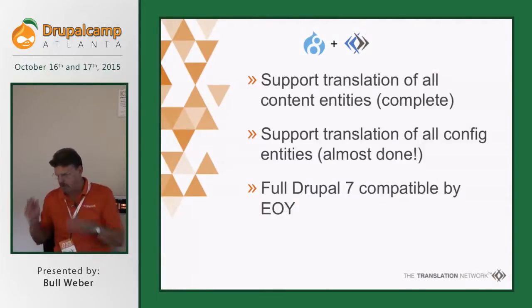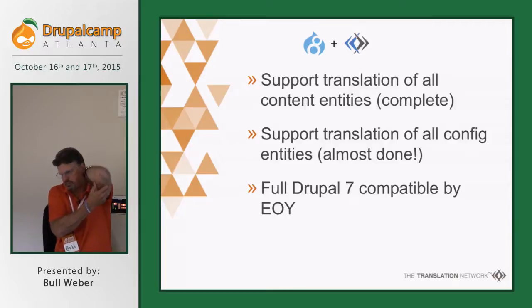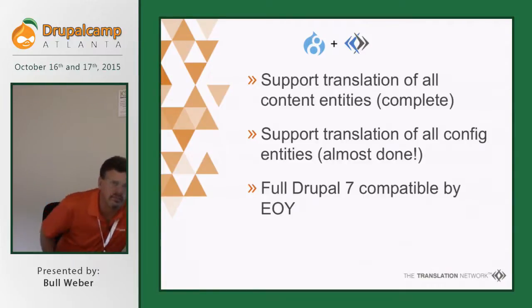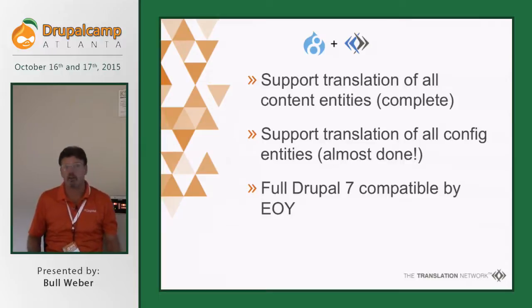So sort of where we are with our Drupal 8, translation of all content entities is now supported. We're almost done with all config things. We expect our Drupal 8 module to be fully compatible with the feature set in Drupal 7, which is very robust. We've had a Drupal 7 module for almost 3 years, and like I said, almost 50,000 downloads. So we're excited that by the end of the year, we're going to have a very robust module associated with whichever release candidate is out at that time.